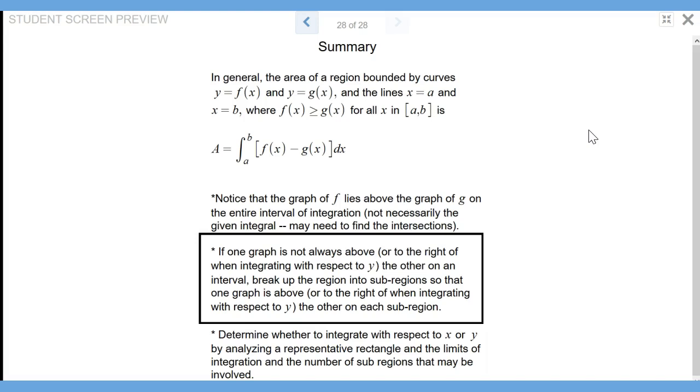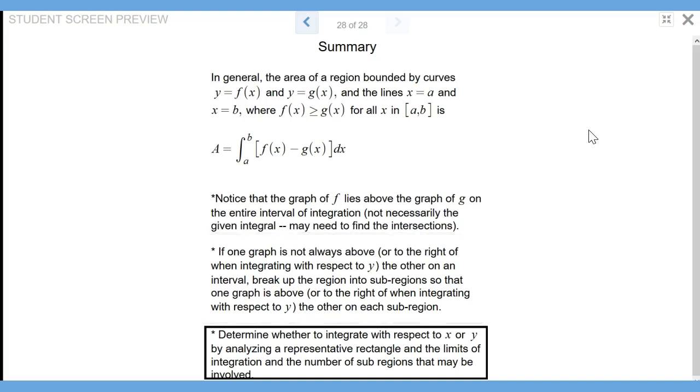And you can also integrate with respect to y, and remember in that case you have horizontal rectangles, and your integrand is going to be the function that's to the right of the other function. The function that's to the right is returning larger x values, so you subtract the other function from that.